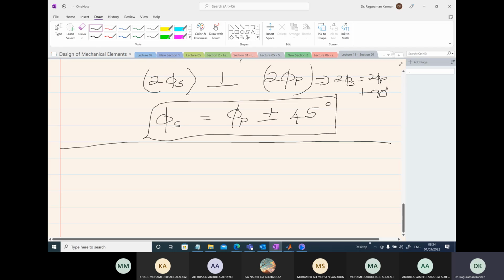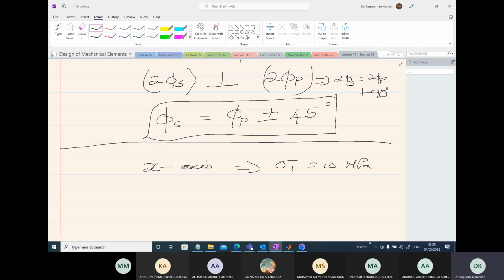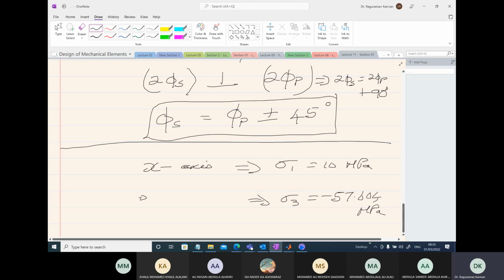So where is the maximum shear stress direction? What are the directions we are considering? The x-axis direction, corresponding to that we have sigma 1 equal to 10 megapascal, and then we have the principal stress direction in the YZ plane corresponding to sigma 3 equal to minus 57.604 megapascal. So what is this direction?